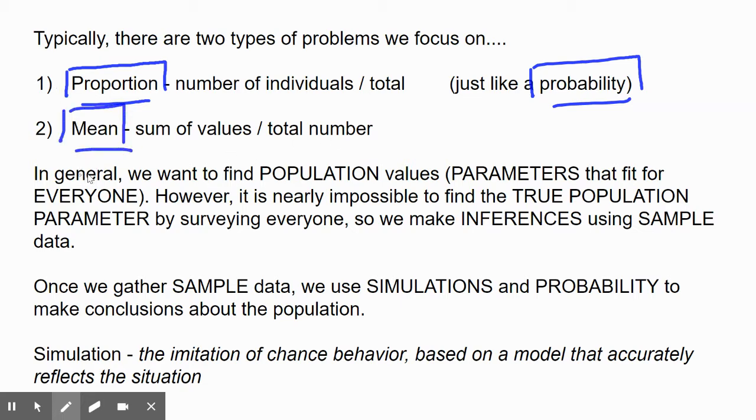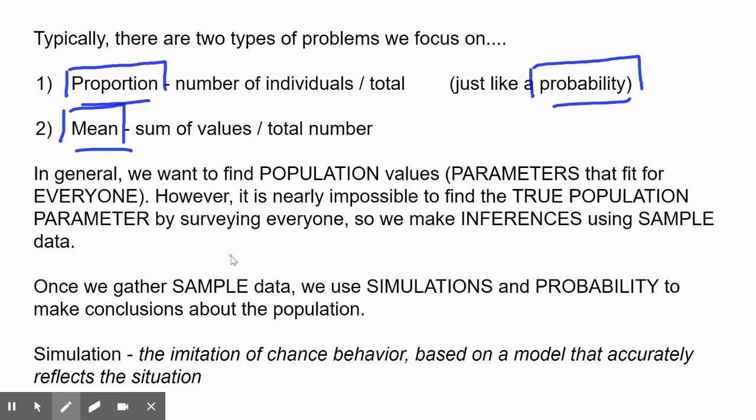So now you have a bunch of values, right? So say you're measuring how much cereal is being put into these boxes at a manufacturing plant, right? So you have all these measurements. You're going to add all the measurements together and then divide by the total. That gives you the mean measurement, okay? So in general, we want to find population values. These are called parameters that fit for everyone.